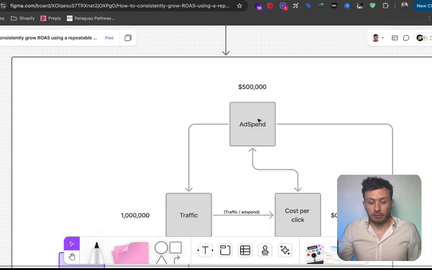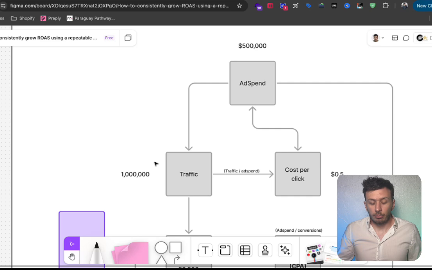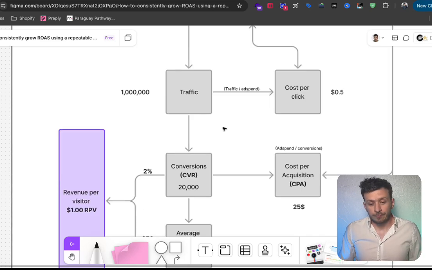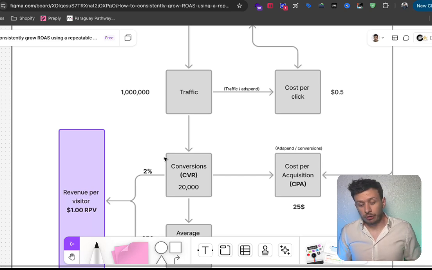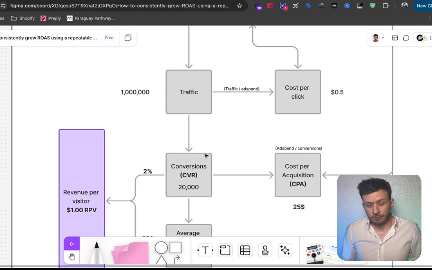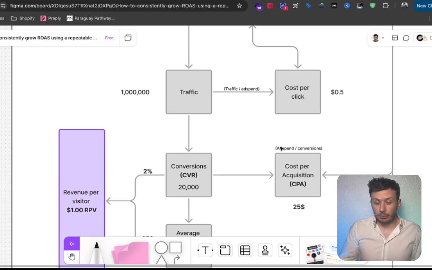Let's say we spend 500K on ads and we get 1 million traffic. This gives us a cost per click of $0.5. And let's assume our conversion rate is 2%. This means that we get 20K conversions, right? Cost per acquisition is $25, because it's the ad spend divided by the number of people that actually converted.